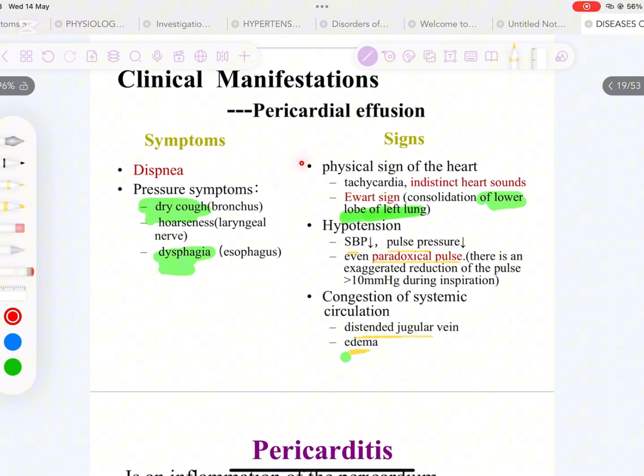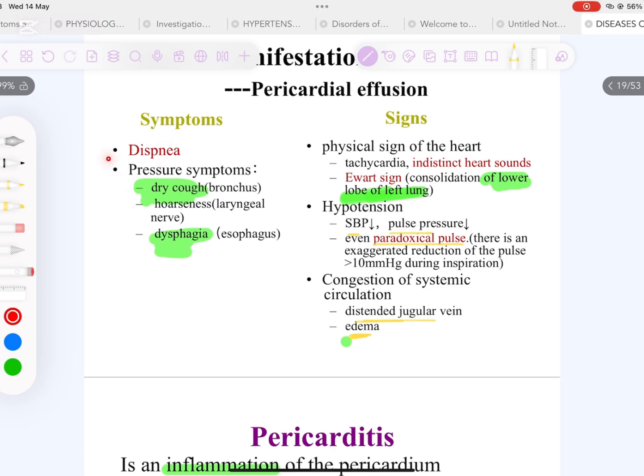Now, clinical manifestations of pericardial effusion, not pericarditis. Remember, we have in pericardial effusions so much fluid or blood in that pericardial space. So the symptoms, remember, symptoms are what the patient comes to you with. Signs are what you notice as the doctor. For the symptoms, we can have dyspnea, difficulty in breathing, and then pressure symptoms, because that blood or fluid is not only compressing the heart, it's also compressing surrounding structures.